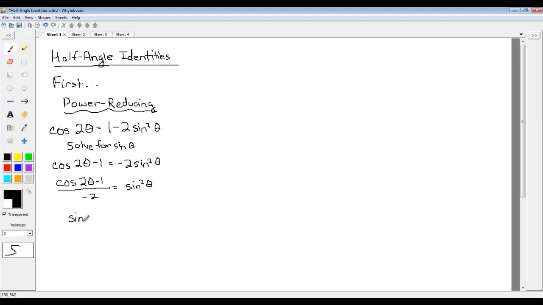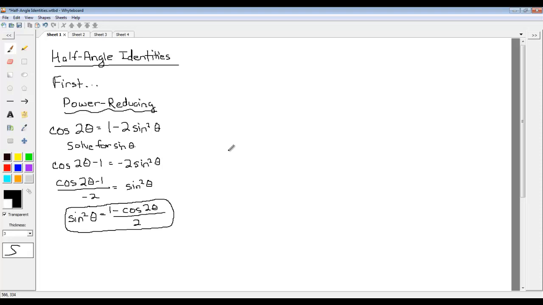Sine squared theta equals, instead of having the negative on the bottom, I'll move it to the top, which will have the effect of changing negative 1 to 1, and cosine 2 theta to minus cosine 2 theta, and then over positive 2. And that's something called the power-reducing formula. You can use that to help simplify problems where you have sine to the 4th of theta, or some higher power. And you can use it to rewrite things.